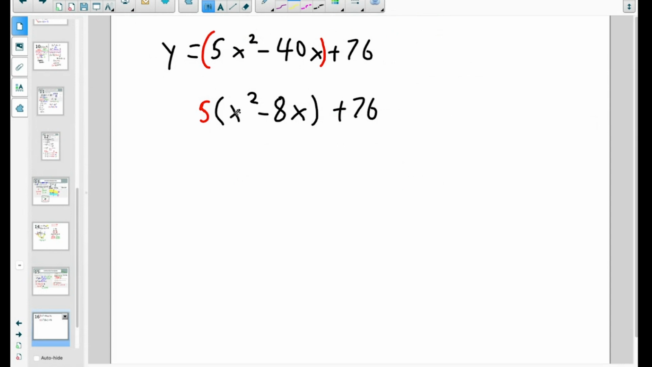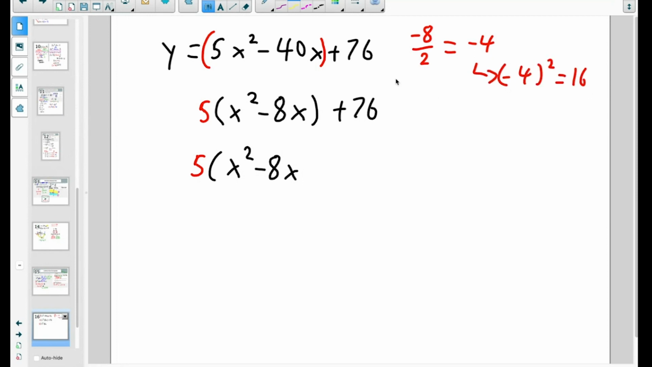This is what would bring completing the square from a grade 8 question into more of a grade 9 question, because this is the one thing that changes. So this 5 stays there, nothing to it really. We're going to take half of that negative 8. Negative 8 divided by 2 gives me negative 4. We're going to square it, and that gives me 16. So we're going to add 16 and minus 16, all inside the bracket, and then go plus 76.